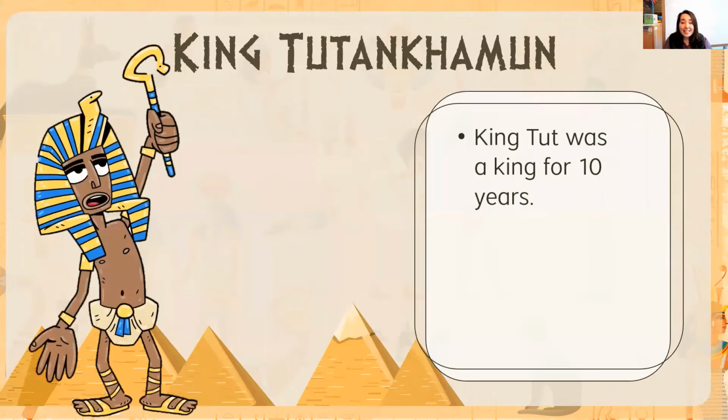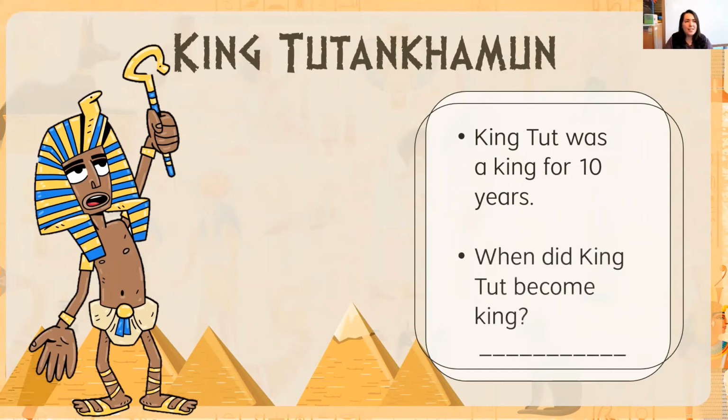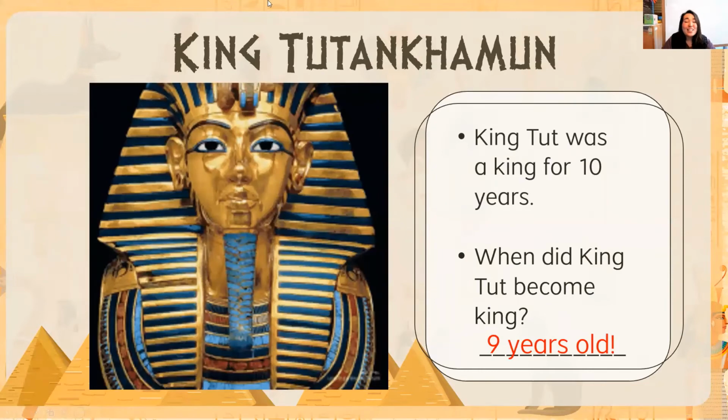All right, so King Tut was a king for 10 years. Oh, so much time. 10 years as a king. But how old was King Tut? So his first day as king, how old was he? Was he 15, 20, 30 years old? 9. He was 9 years old when he first became king. Wow.